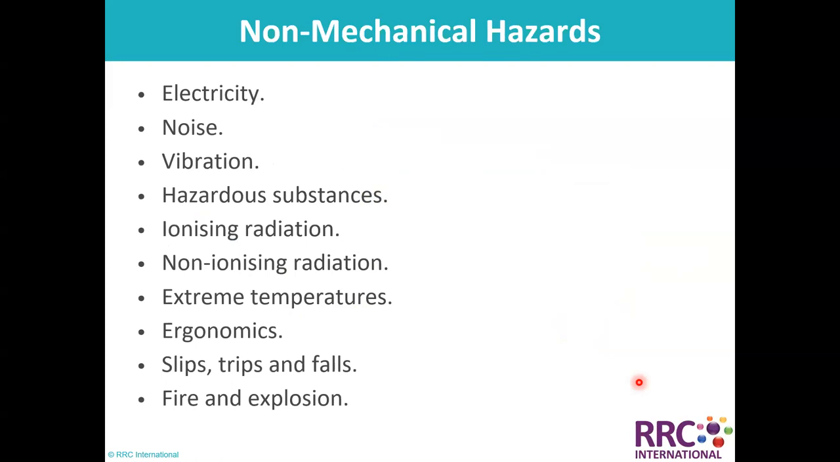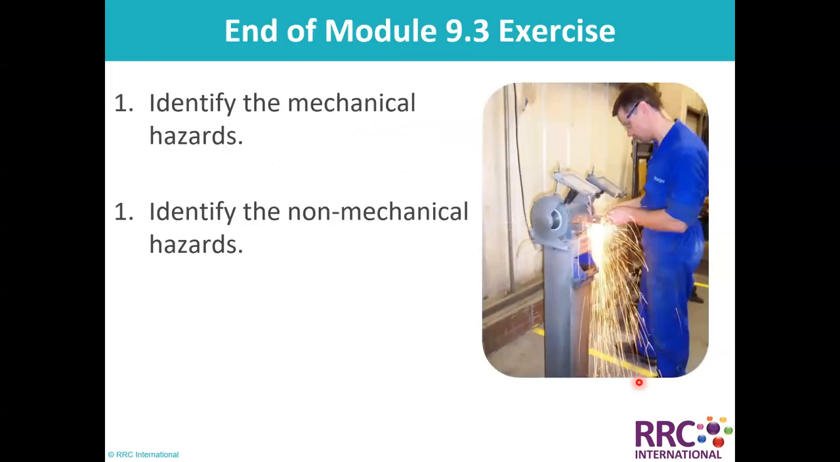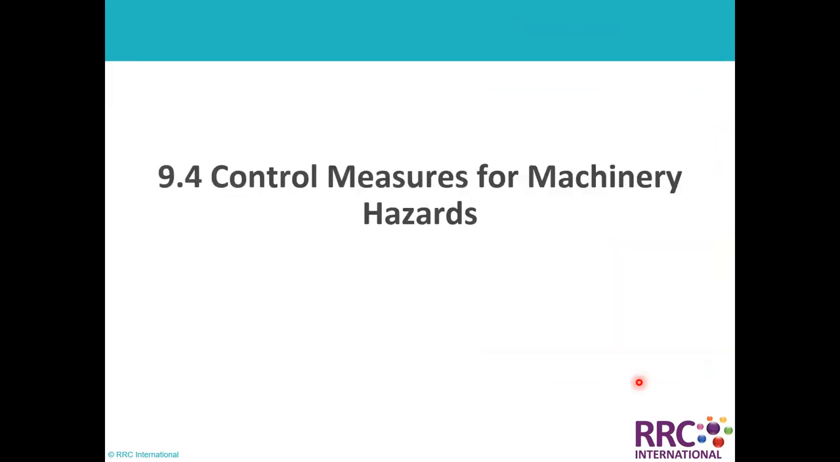Then we moved to the non-mechanical hazards, which are not because of the moving parts of the machine, like electricity, noise, vibration, hazardous substances, ionizing and non-ionizing radiation, extreme temperatures, ergonomics, slip, trip and fall, fire and explosion. Then we had one example, basically an assignment given to you. Then we moved to the control measures for the mechanical and non-mechanical hazards.